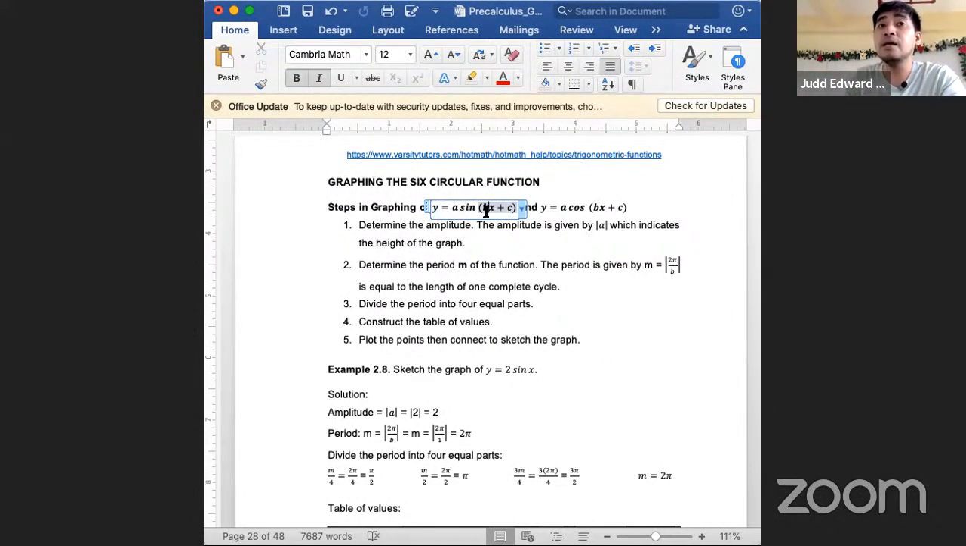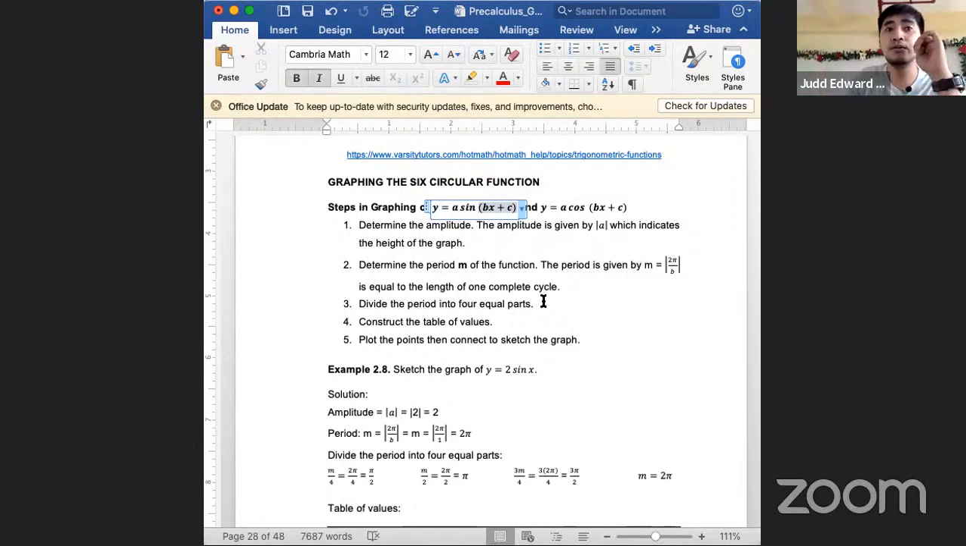For example, y is equal to sine 2x. Ibig sabihin, yung period natin is 2 pi over b. What is our b? Our b is 2. 2 pi divided by 2, therefore our period is just pi. Ibig sabihin, yung isang pi, yun yung hahatiin natin sa 4. Ito siyang one full cycle, one full period. Doon natin makikita yung graph natin sa buong pi na yun.